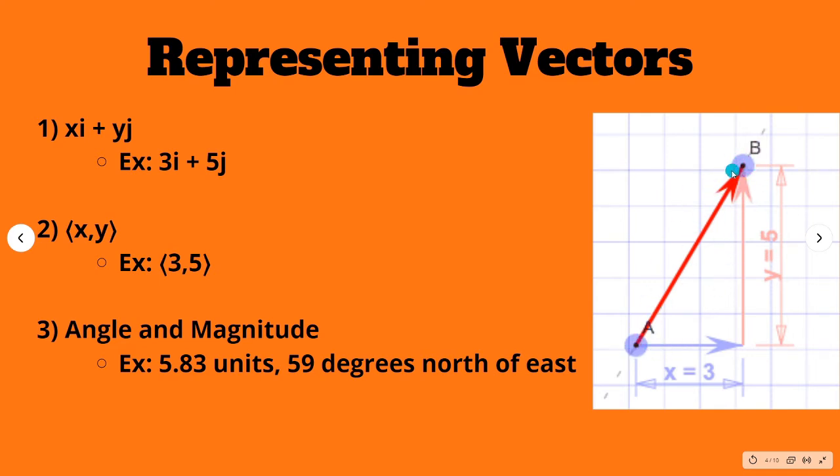And whenever you're drawing out a vector, you always want to have an arrow at the point where it stops, just to represent that it's a vector and not a line segment.